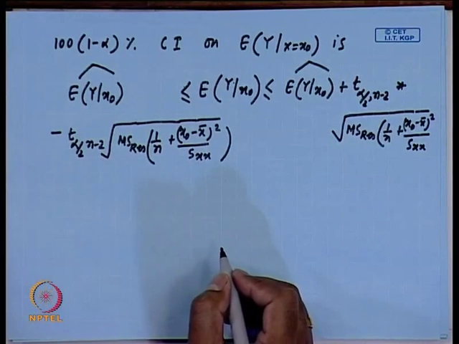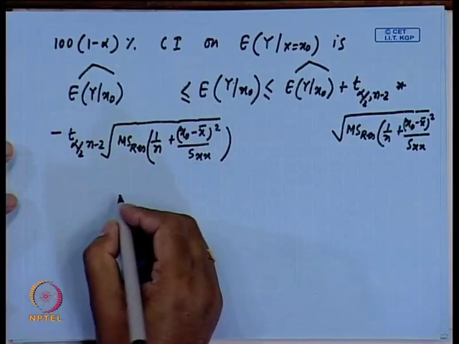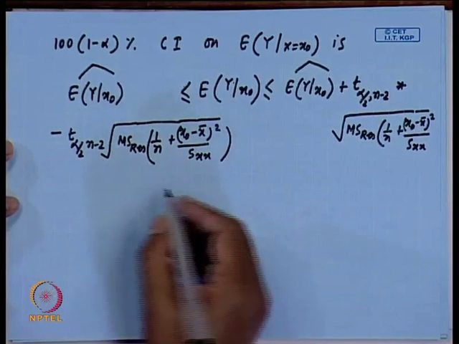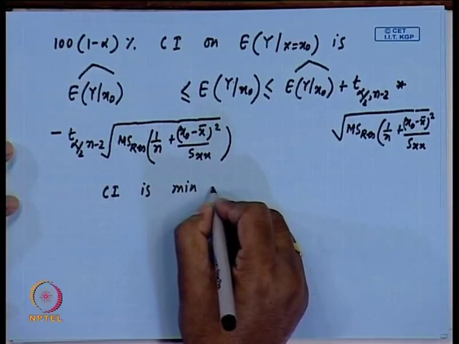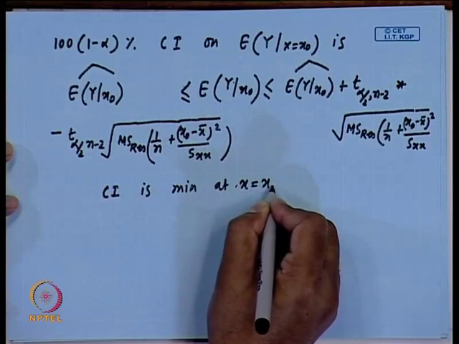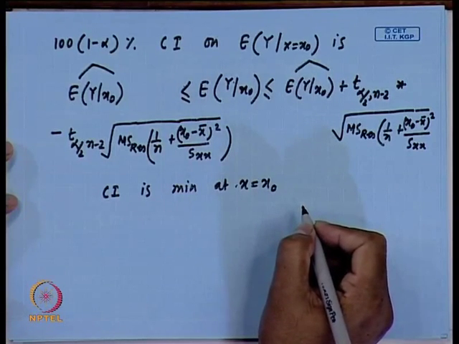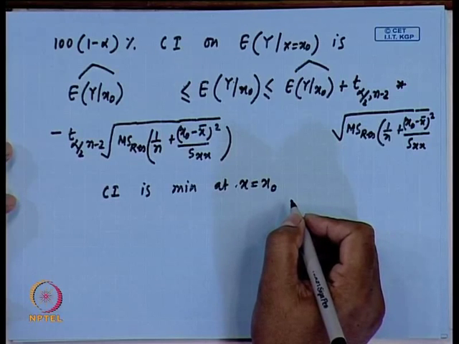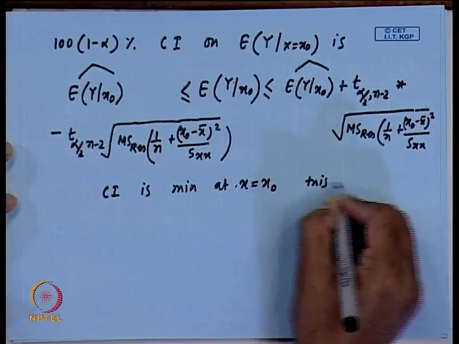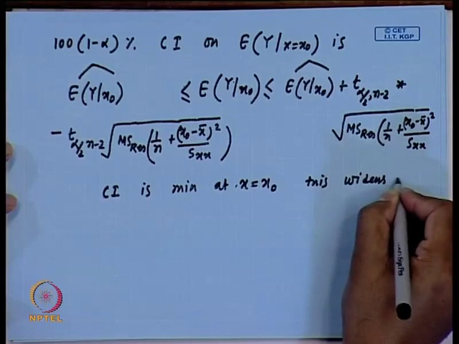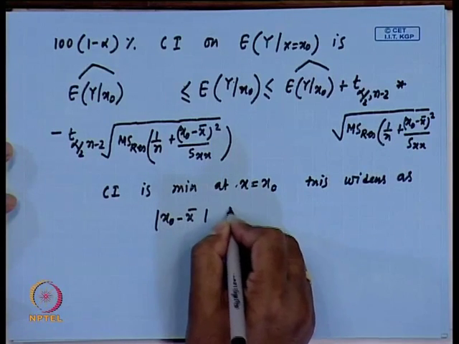Okay, so this is the confidence interval for this one, and this confidence interval is minimum at x equal to x naught. And this widens as the absolute value of x naught minus x bar increases.